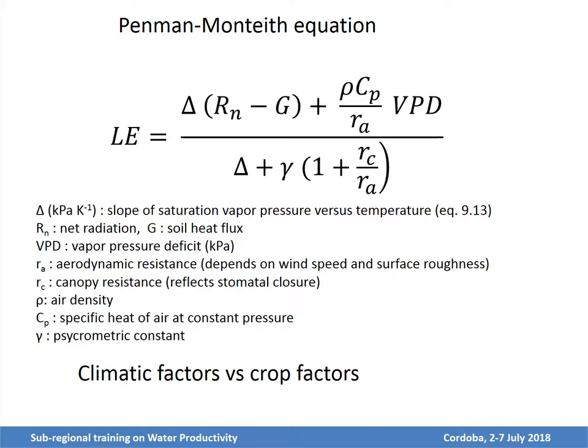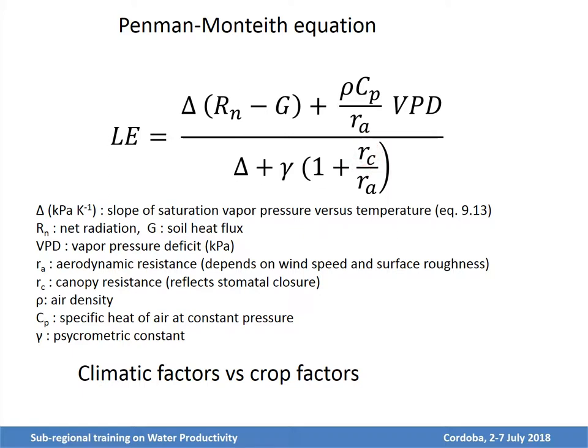The Penman-Monteith equation is shown here, and let us remind that the main utility of this equation is that it can help us in separating climatic and crop effects on evapotranspiration. Latent heat flux, LE, is a function of delta, which is the slope of the saturation vapor pressure versus temperature, so it is a function of temperature, net radiation, which is a function of solar radiation and long wave radiation losses, soil heat flux, VPD, which is the vapor pressure deficit, the difference between saturation vapor pressure and actual vapor pressure. And here we have also two coefficients that are the aerodynamic resistance and the canopy resistance.